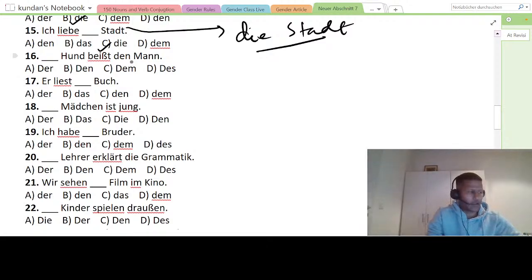Okay. So I hope till now you are able to get it, or you are finding it difficult. Just let me know if you are finding it difficult. I can explain in more detail. And now question number 16. Der Hund beißt den Mann. The dog bites the man. Okay, so what will be the answer for question number 16?